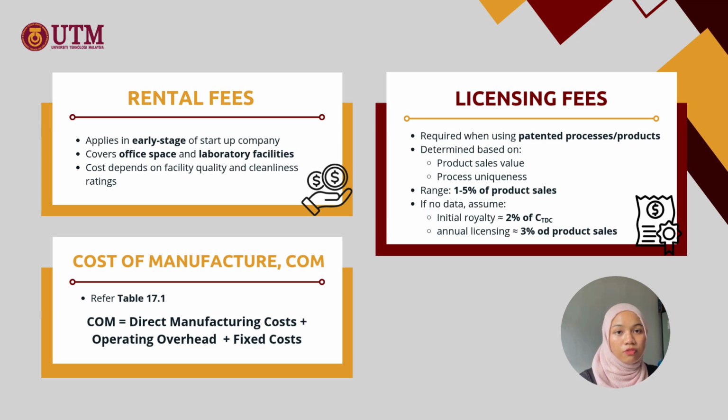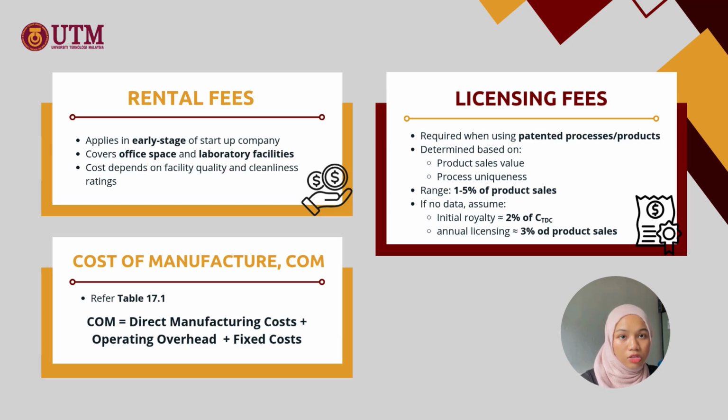Next, licensing fees, which are required when a company uses patented processes or products. The cost mainly depends on the product sales and value and how unique the process is. Typically, licensing fees range from 1% to 5% of product sales. But if no data is available, we assume an initial royalty of about 2% of CTDC and annual licensing of about 3% of the product sales.